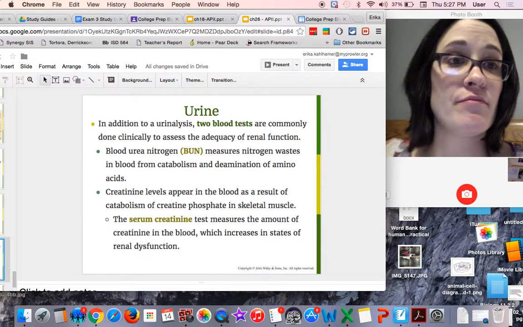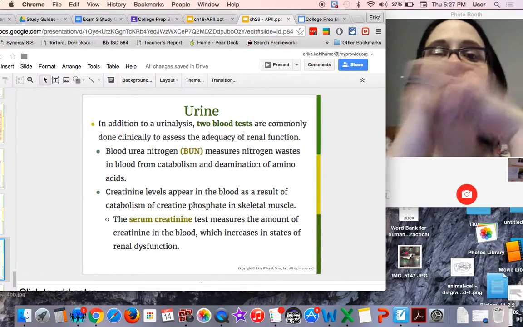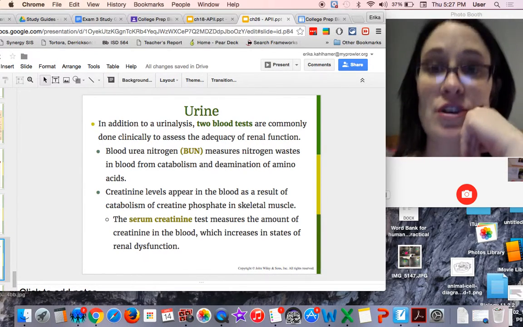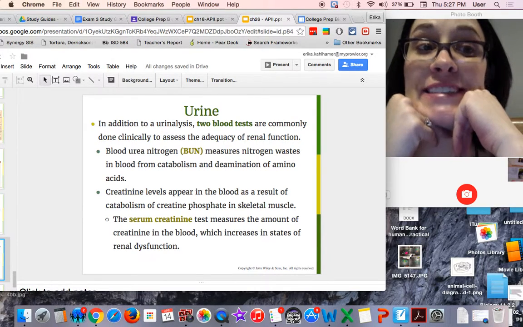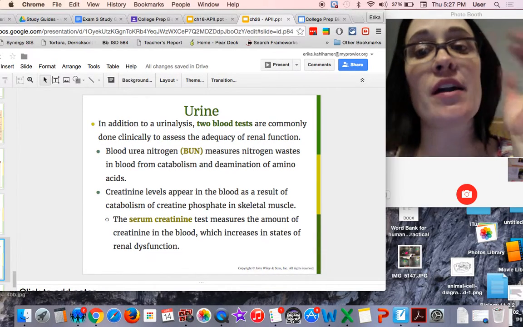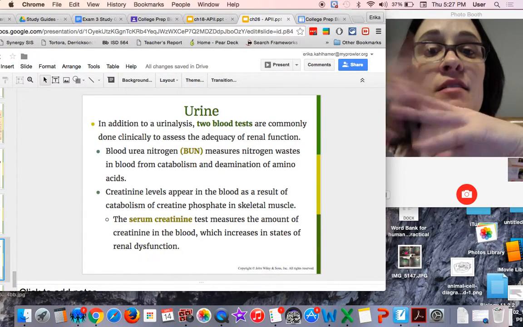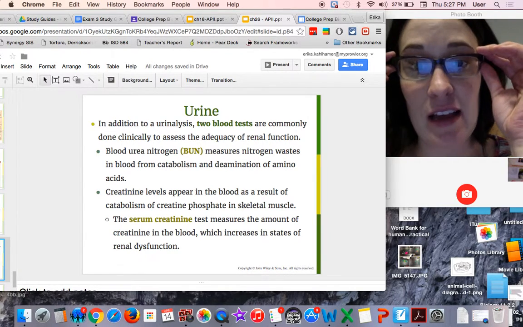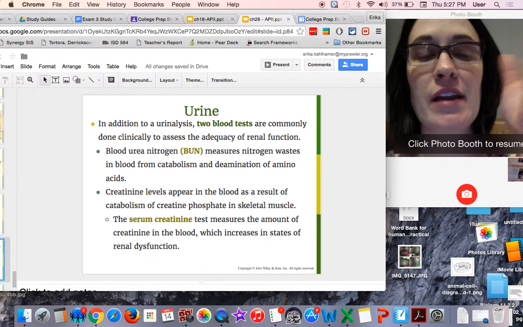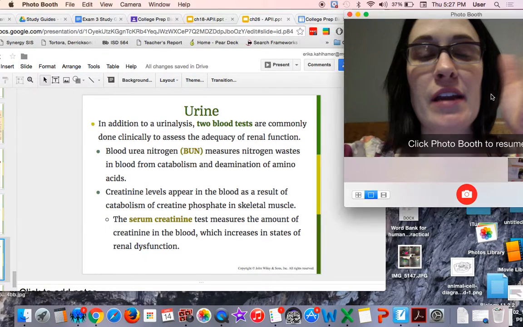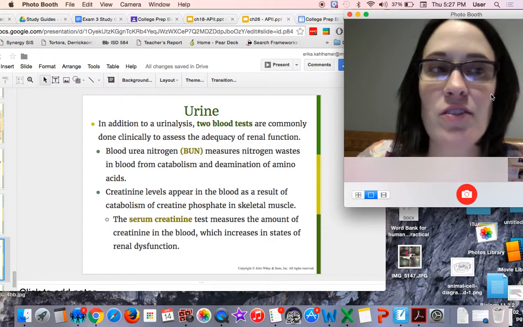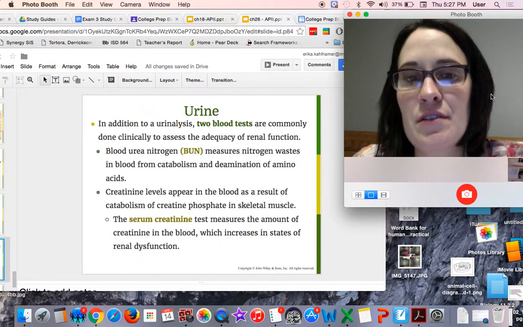Besides assessing urine, they can look at blood tests to adequately assess renal function. Blood urea nitrogen, called the BUN, measures the nitrogen waste in blood. It's a product of catabolism and the deamination, breaking down the amino acids. Creatinine levels in the blood are due to catabolism of creatine phosphate in the skeletal muscle.